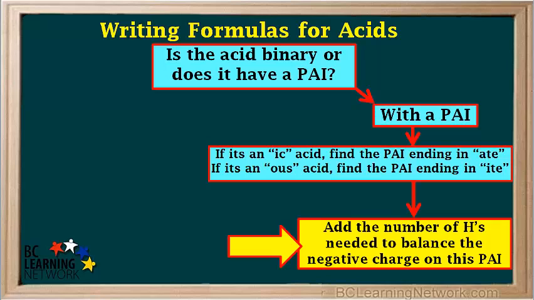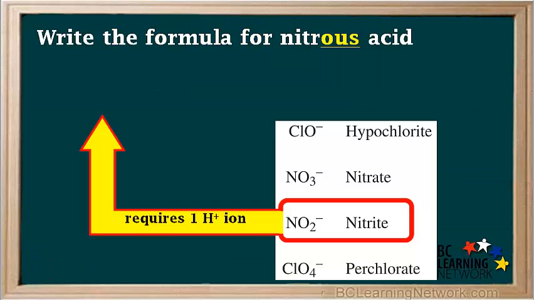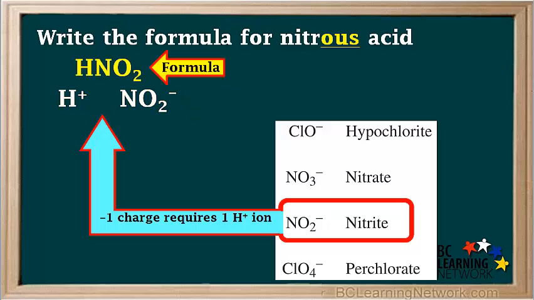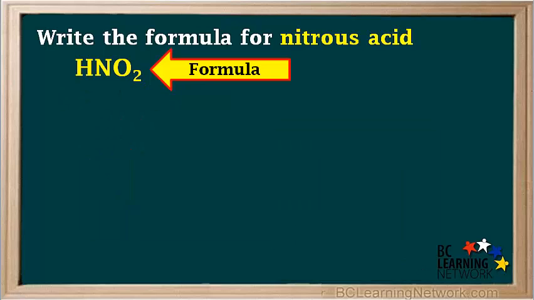The last step in writing the formula for an acid with a polyatomic ion is to add the number of hydrogens needed to balance the negative charge on the polyatomic ion, and use that to complete the formula. The nitrite ion, NO2-, has a charge of -1, so it requires one H+ ion to balance the charge. So we have one H+ ion with one NO2- ion. These two combine to give us the formula HNO2. So to summarize, the formula for nitrous acid is just HNO2.